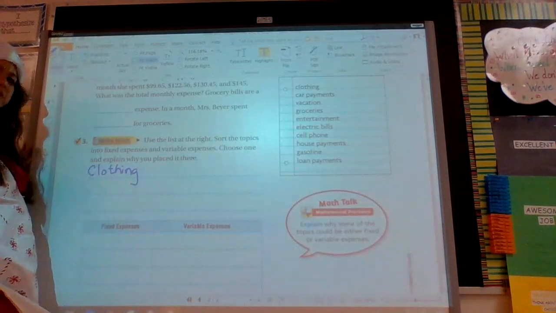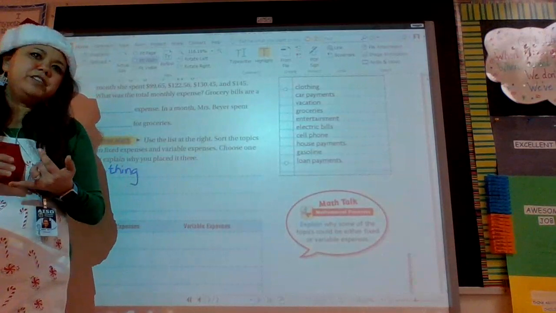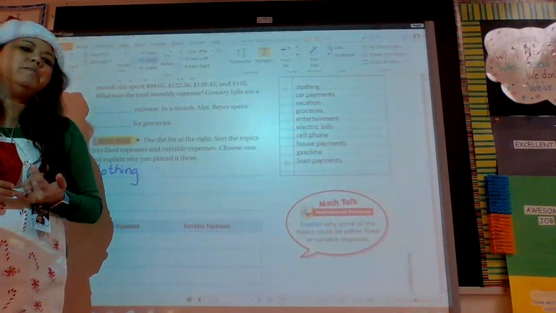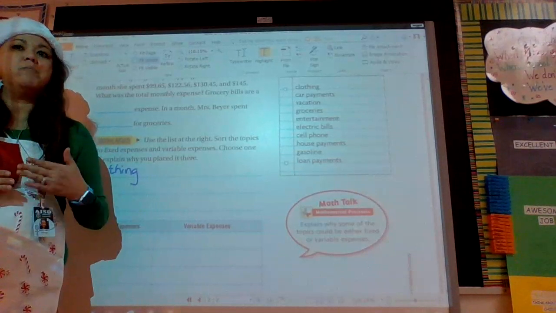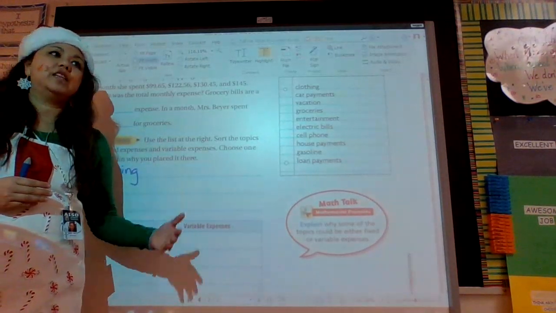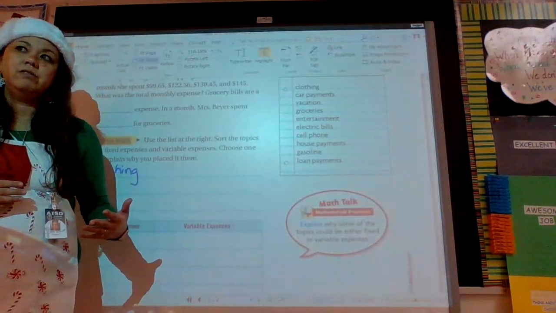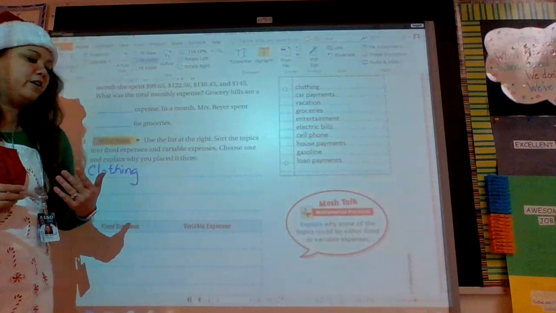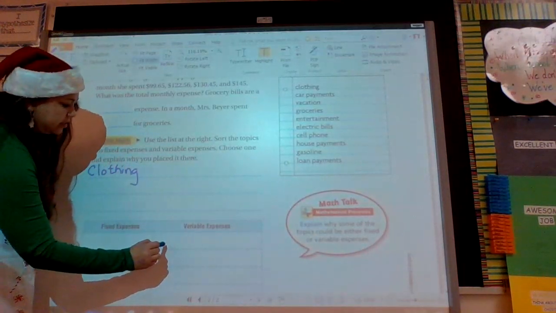Now we're going to have to do some thinking. Does my clothing cost the same every single time I go buy it? Now think about different places that you go buy. You can go into the mall and you can go into different shops. Are jeans always going to be the same price in every shop? Are shirts? Hopefully you said no. So that would be a variable expense.